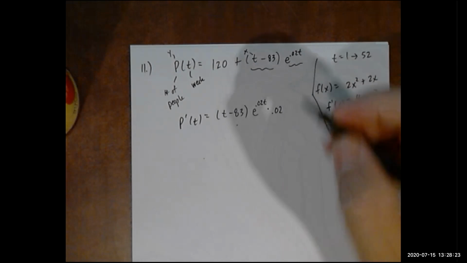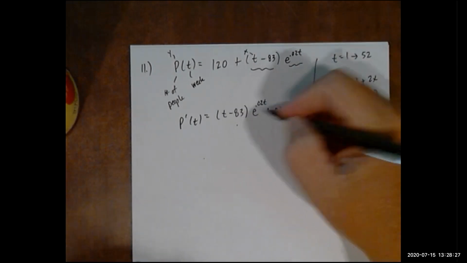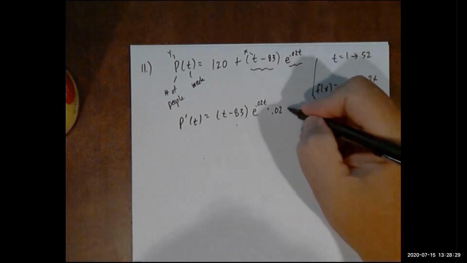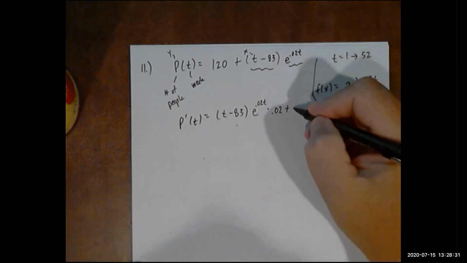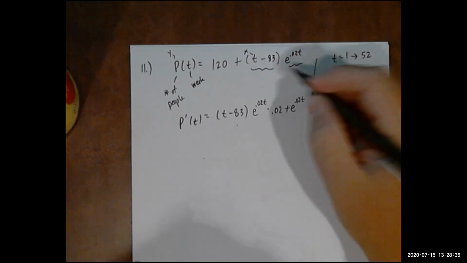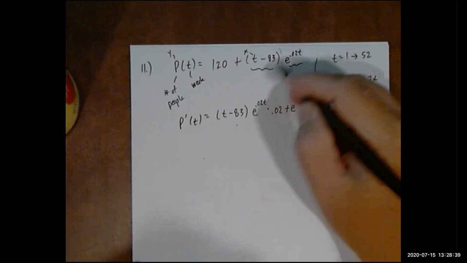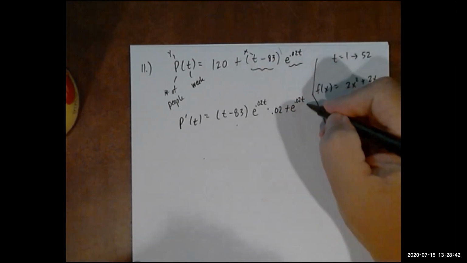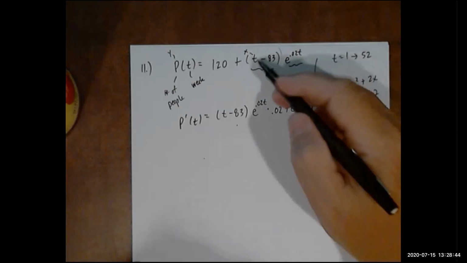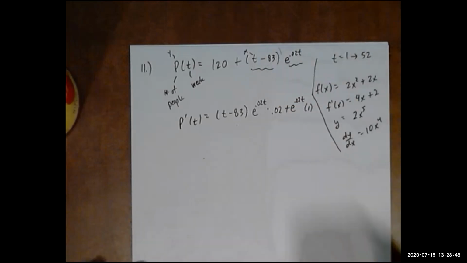So that's the first half of the product rule. Copy the first, derivative of the second, plus the second times the derivative of the first. So if we take the derivative of what's inside the parentheses, derivative of t is 1, derivative of a constant is 0, so it's basically just going to be 1.